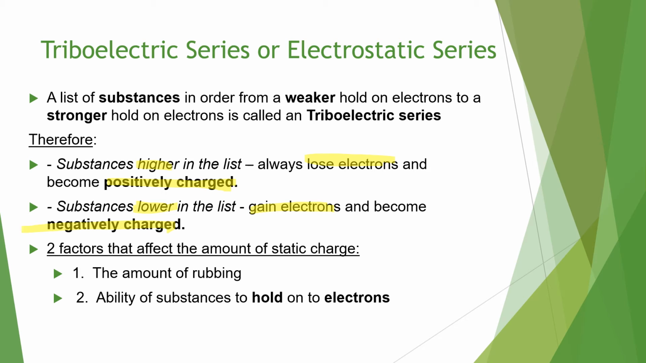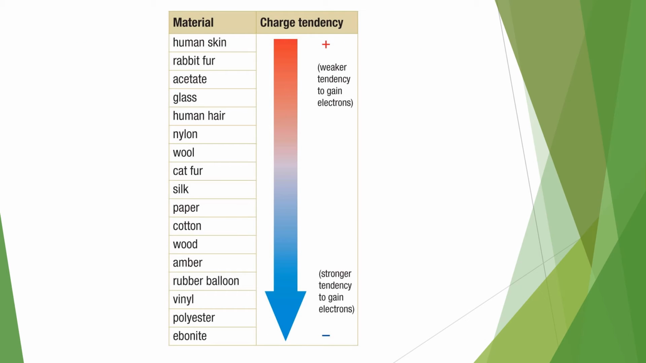There are two factors that affect the amount of static charge. Number one is the amount of rubbing, okay, and number two is the ability of substances to hold on to electrons. So we're going to see an example of this electrostatic series. Okay, so here's an example here. So again, you'll notice that this is a list of materials.